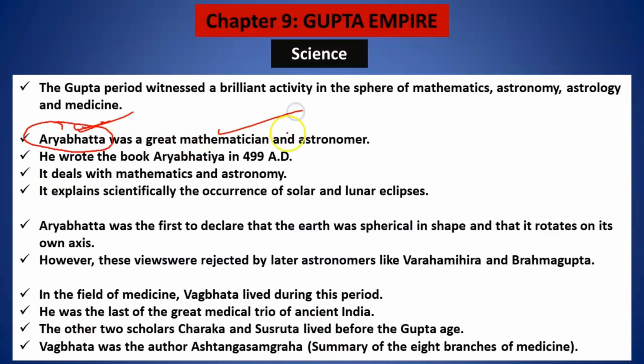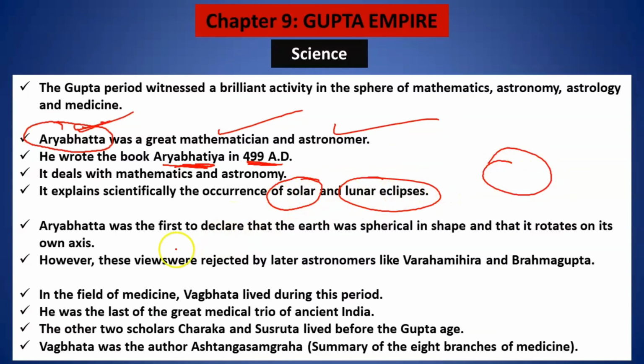He was a great mathematician, great astronomer. His book Aryabhatiya he wrote in 499 AD. Now, one more important thing, he had scientifically explained the solar and lunar eclipse. And he declared that the earth is spherical in shape. But that was not accepted at his time.